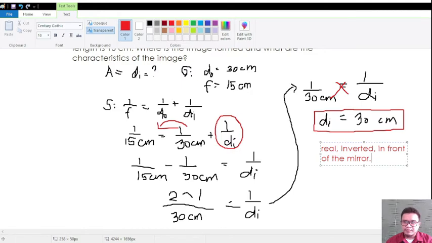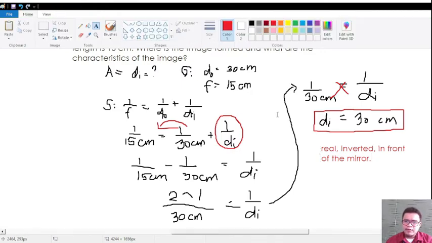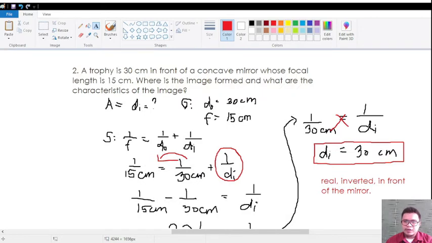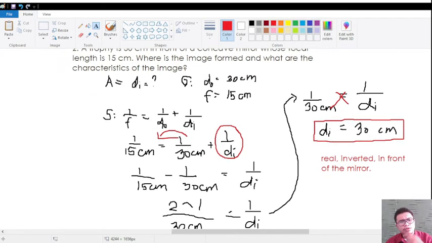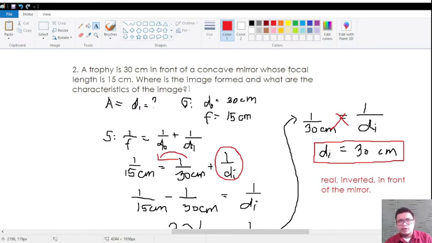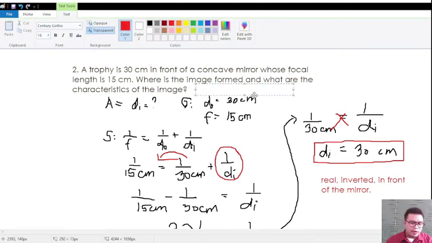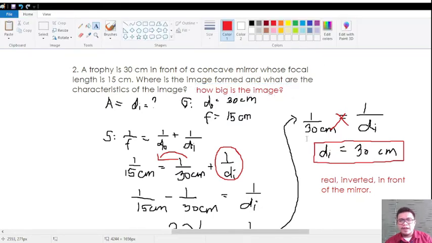Okay? Now, sir, I haven't seen that the magnification equation is applied here. Okay, that's a good question. Now, if this question will ask you how big is the image, then that's the time that you are going to use a magnification equation. So how are you going to use that one here? So for example, let's add another problem in this case. So let's say I'm going to ask how big is the image? Okay? How big is the image right now?